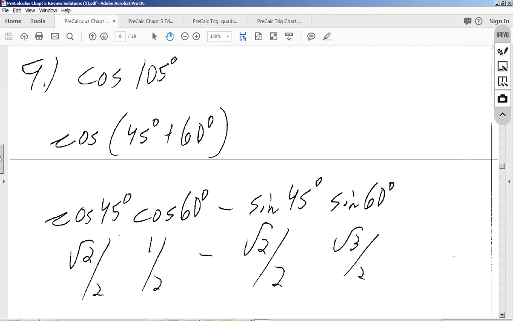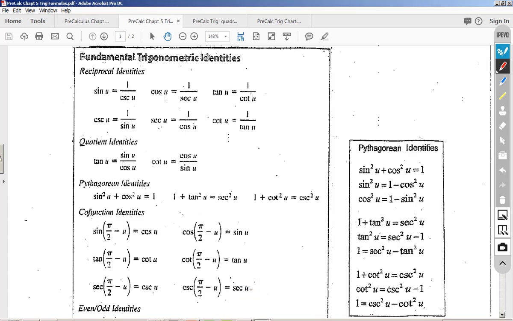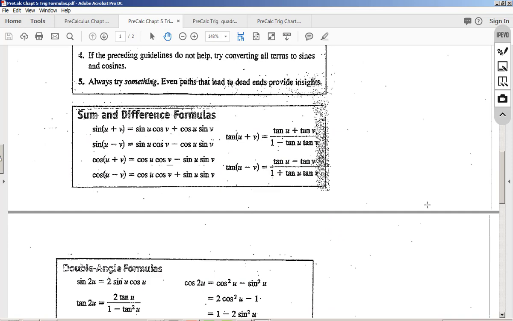Okay, number 9. Number 9 says it wants us to find the exact value of this. So anytime that I see that word exact value, that means I'm going to have to get it off my chart. So cosine of 105, I'm going to go ahead and change that to 45 plus 60 because 45 and 60 are on my chart. Now following your formula, remember, you cannot distribute that cosine across angles. You have to follow your formula sheet. So if you look at your formula sheet right here, we'll go ahead and find that formula. So right here are our sum and difference formulas.